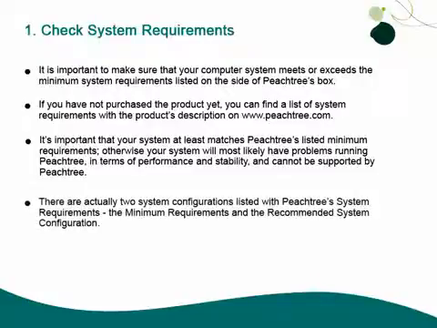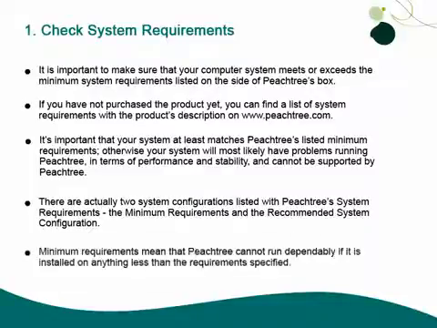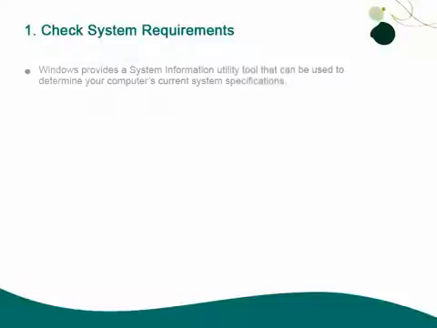There are actually two system configurations listed with Peachtree's system requirements: the minimum requirements and the recommended system configuration. Minimum requirements mean that Peachtree cannot run dependably if it is installed on anything less than the requirements specified. For optimal performance, it's always best to have at least the recommended system configuration.